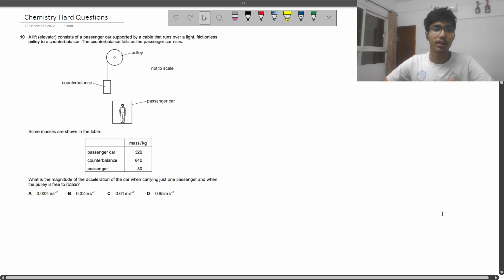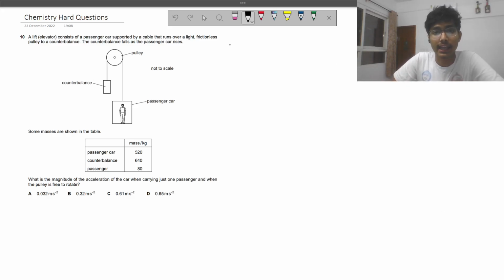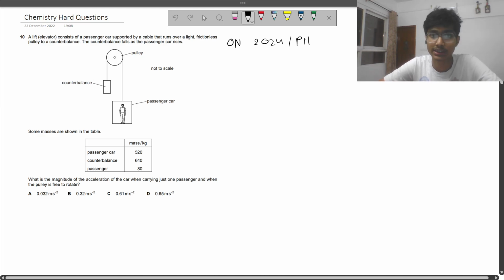Hello everyone. Today we're going to be doing the October-November 2024 paper, and this is paper 11. So it basically tells us there's a lift which consists of passengers, which is supported by a cable that runs over a frictionless pulley to a counterbalance. Okay, so you can basically ignore this part, and the counterbalance falls as the passenger car rises.